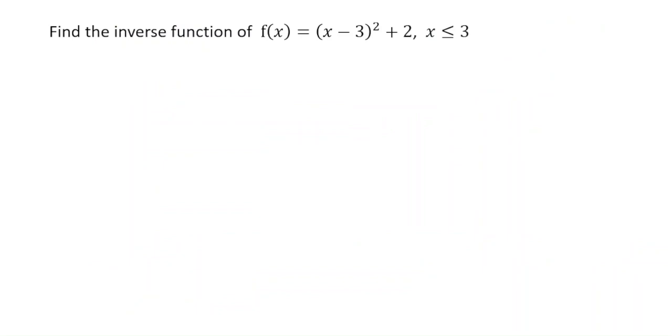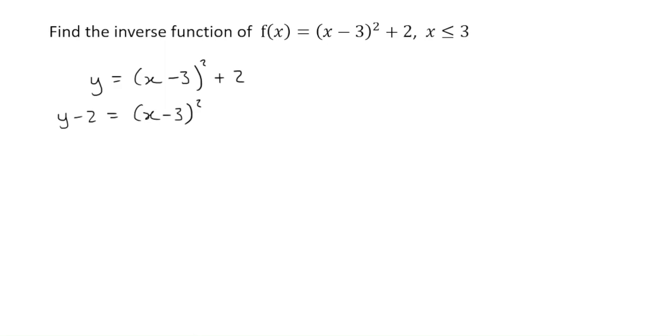So now let's have a look at our problem. We've got a function here, f of x is equal to (x minus 3) squared plus 2, with a given domain of x must be less than or equal to 3. Now, before I even try to calculate the inverse function here, I'm first going to try to sketch this function. So we want to sketch the function y is equal to (x minus 3) squared plus 2. I'll rearrange that a little bit. So we're going to get y minus 2 is equal to (x minus 3) squared.